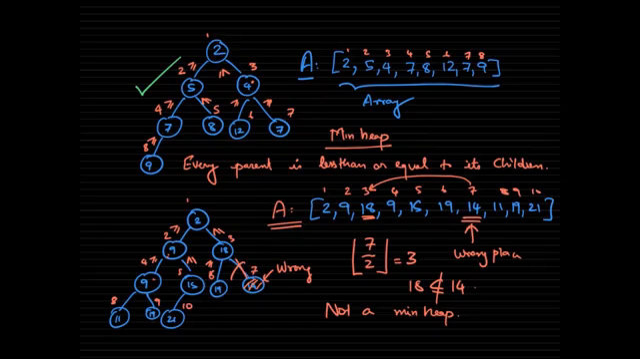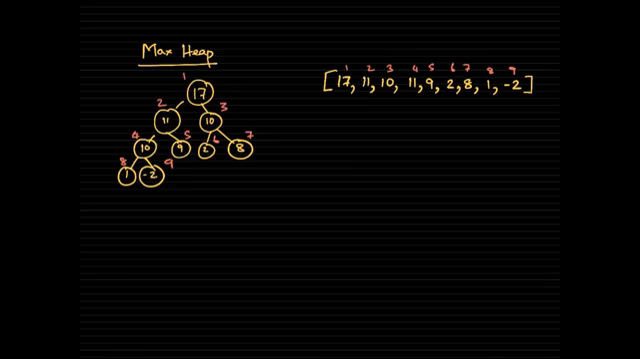All right, now let's do an example of a max heap. Okay, so here is an example of a max heap. In a max heap, the parent is greater than or equal to its children, whereas in a min heap it was just the other way around.